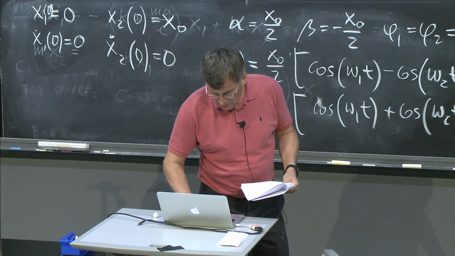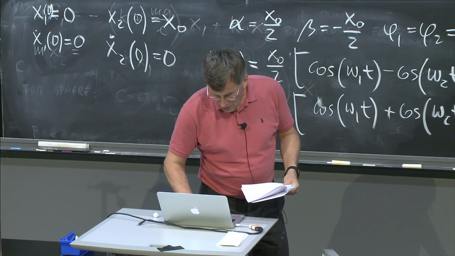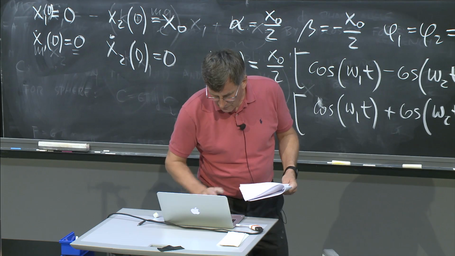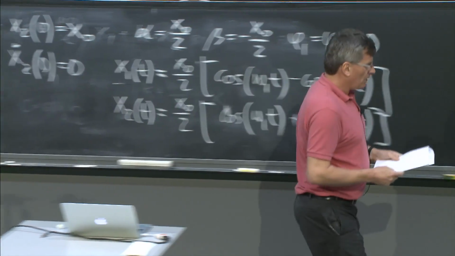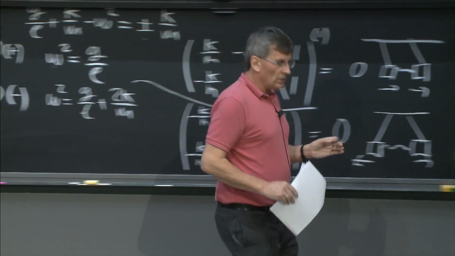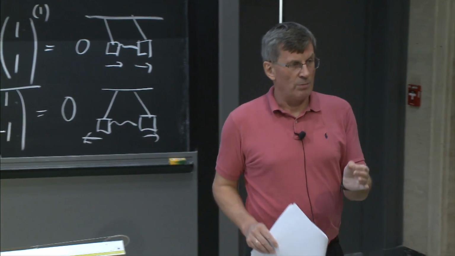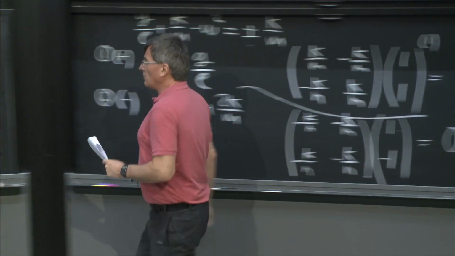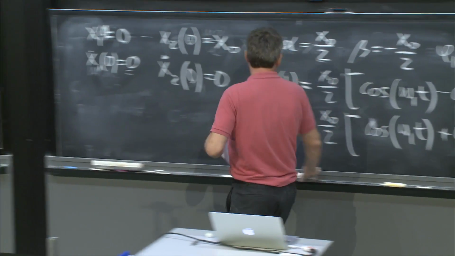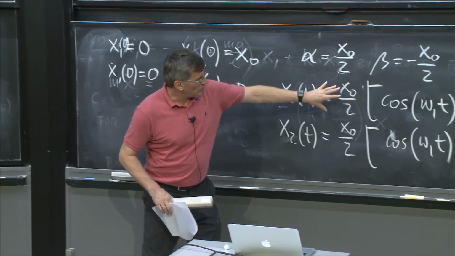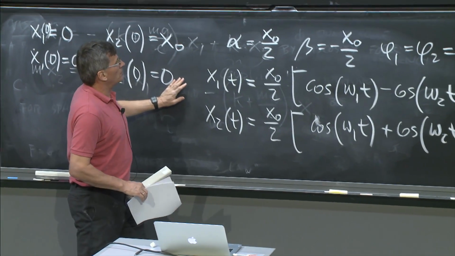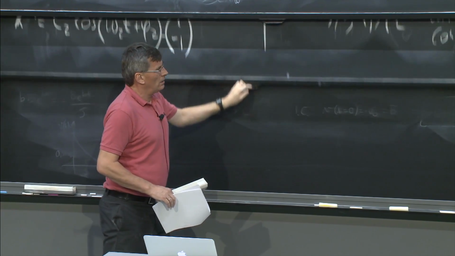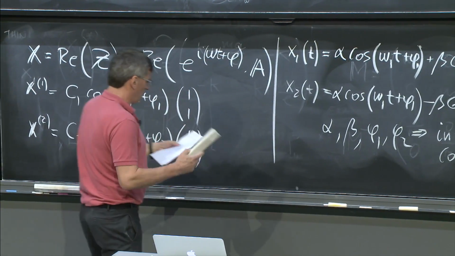Just keep it. So let me now talk about this thing, which is called the beat phenomenon. Because when you look at the motion of one of those objects, or the difference between them, there's something kind of interesting which can be extracted from those equations. Let's look at these equations here. This is mass 1, mass 2.